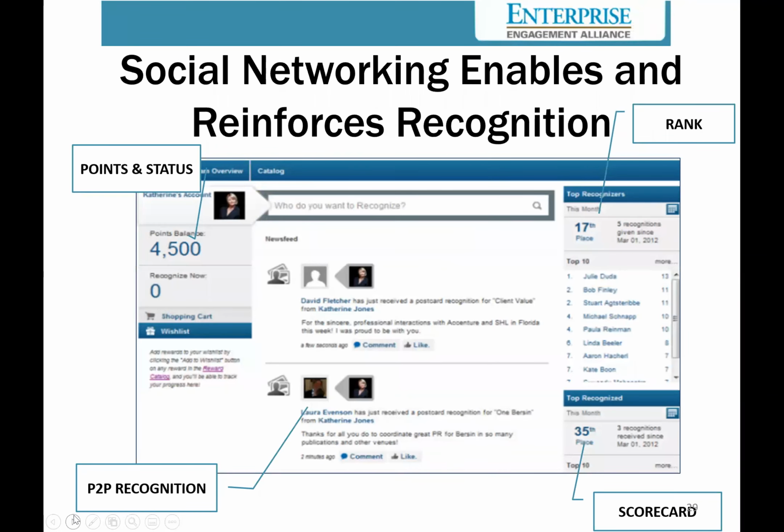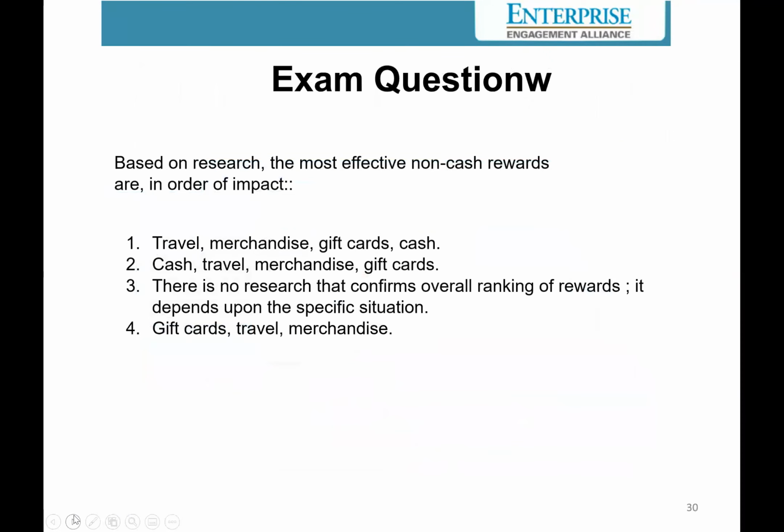And this is where social networking really comes in. And we highly recommend that any type of program that does use rewards always ties in information, learning, recognition in an integrated, aligned way. So your exam question with a W, there's a typo there.